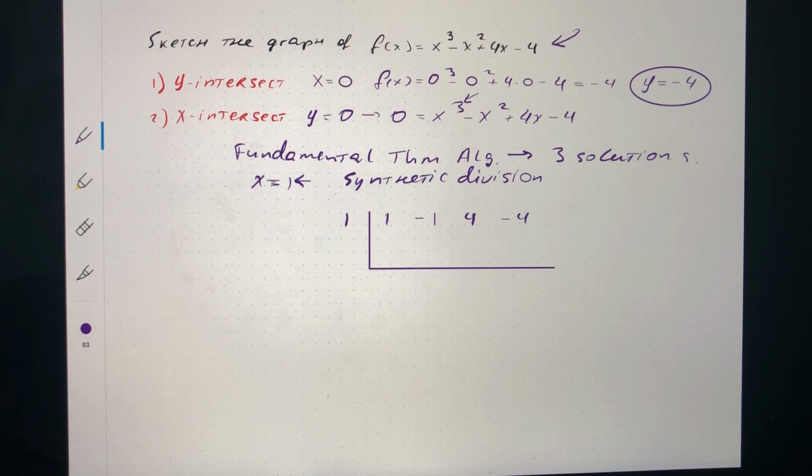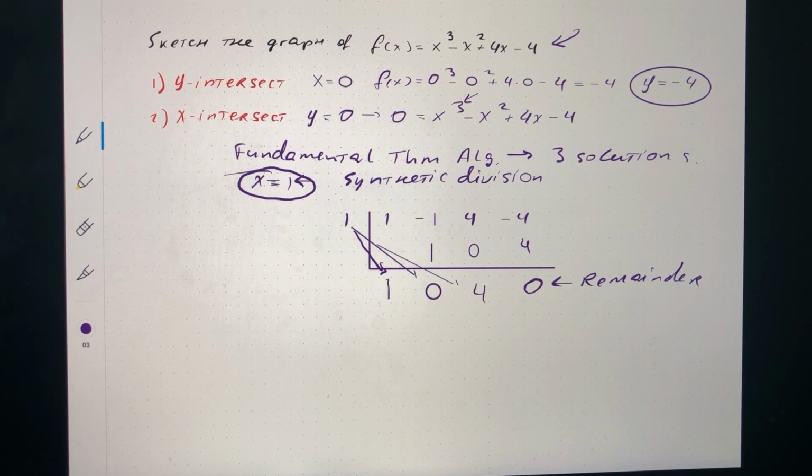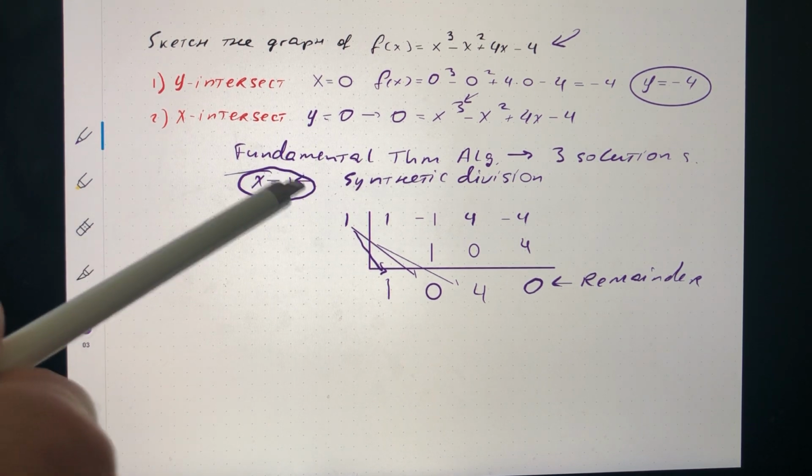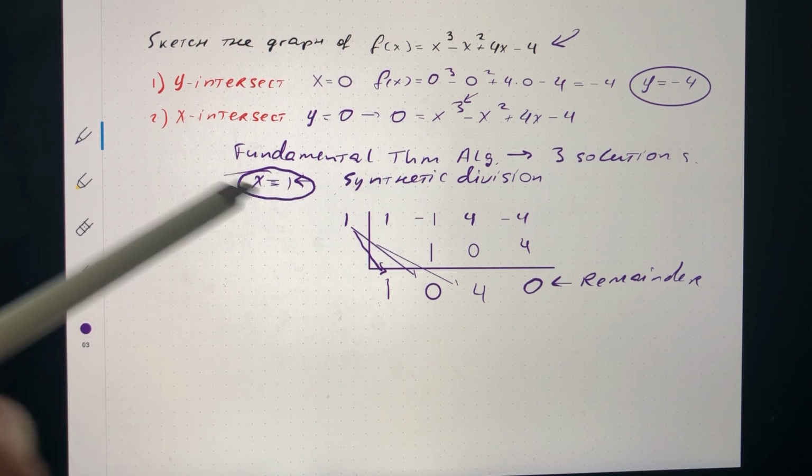Synthetic division, we add down and then we multiply diagonally. 1 plus nothing is 1. Diagonally, 1 times 1 is 1. Negative 1 and 1 is 0. 1 times 0 is 0. 4 plus 0 is 4. 1 times 4 is 4. And 4 and negative 4 is 0, which means that's a remainder. Remainder is 0, which means x equals 1 really does work, because there is no remainder. So we have proven mathematically that x equals 1 actually is a solution.